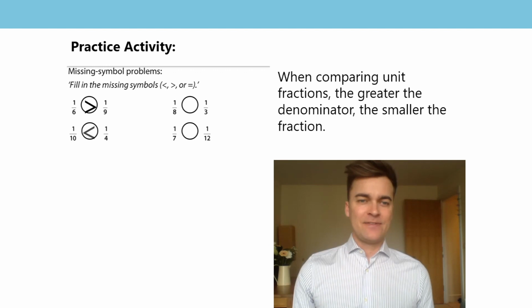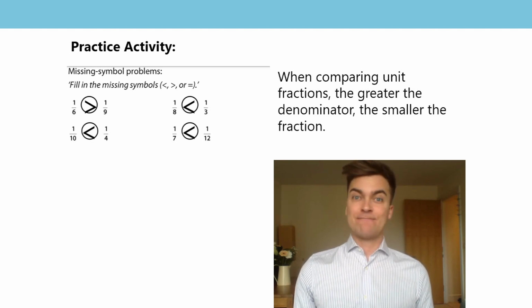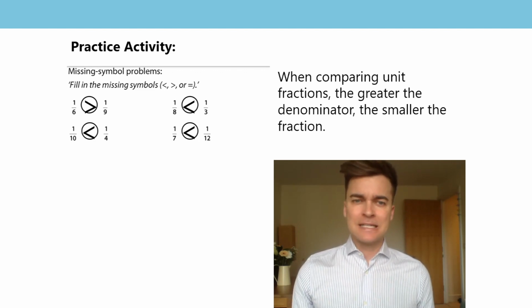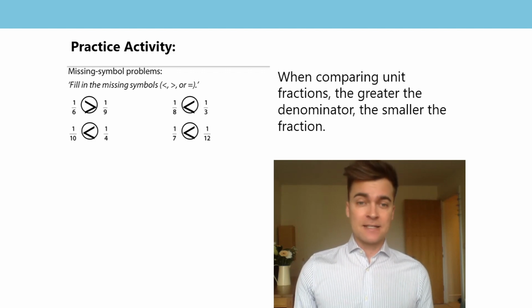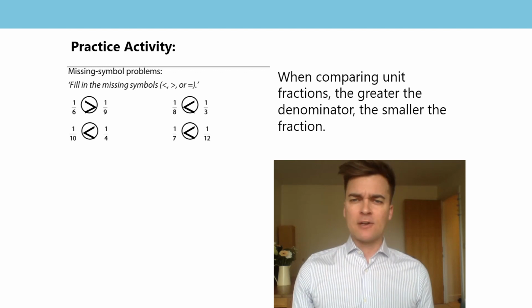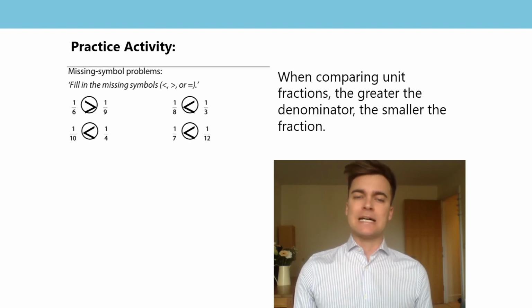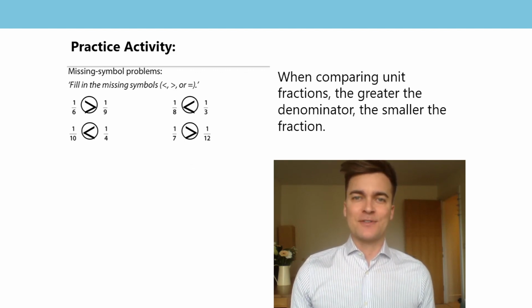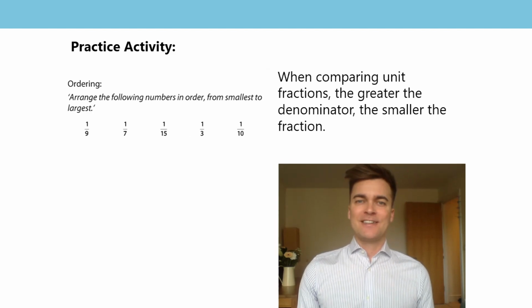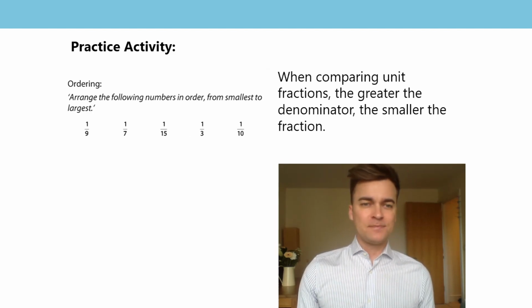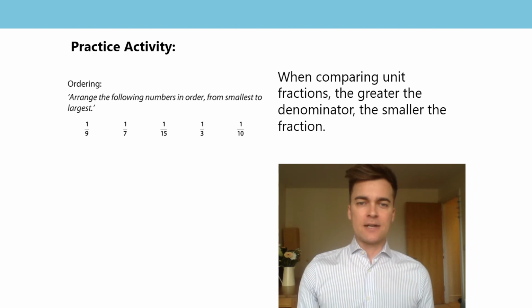Greater than, less than, less than, less than. Is that what you got? Wait, which one? The last one. The last one's not right. 1/7 is less than 1/12. When comparing unit fractions, the greater the denominator, the smaller the fraction. So it should be 1/7 is greater than 1/12. Good spots.